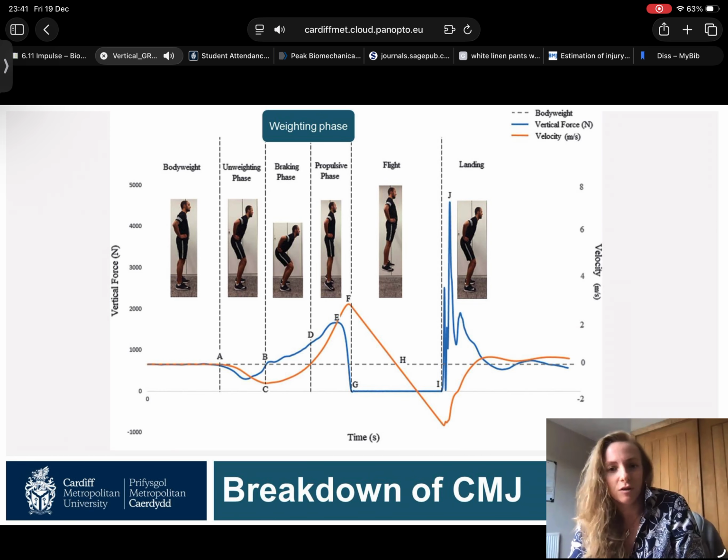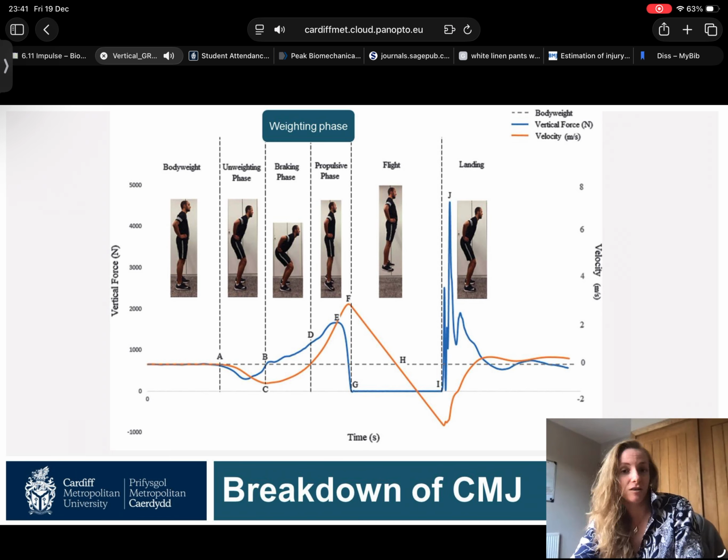This is a breakdown of the counter movement jump. I'm not going to spend as much time as I did on running, but this is the kind of thing that you can start to do with a counter movement jump. You can again go from vertical force through to acceleration through to velocity, and then use your velocity to calculate a number of things and break the phases of the movement up further.